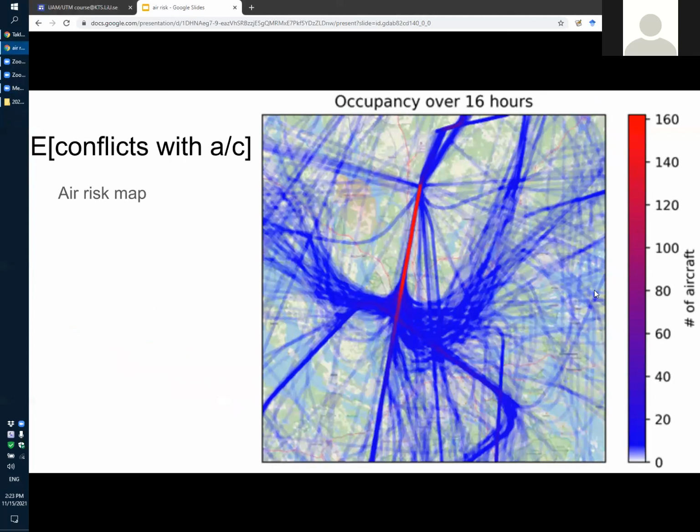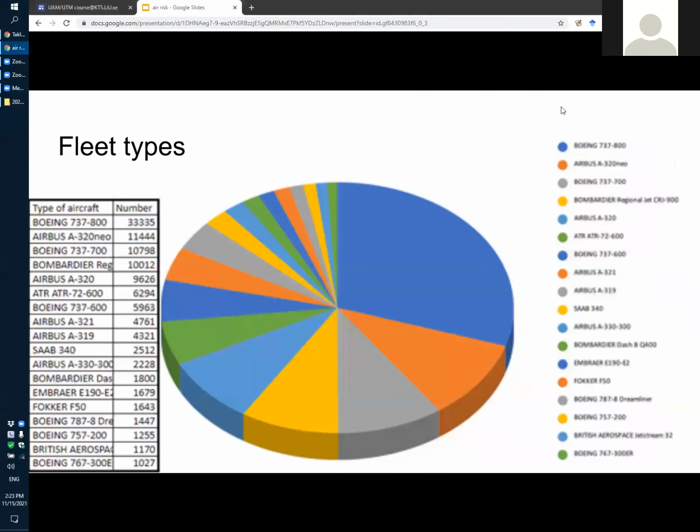And here is what we see from the data, something you may call the air risk map. Underneath there is Stockholm. You don't see it yet, but you will see it in other pictures where we will have fewer flights. These blue and red pixels are colored with different colors and show the expected number of conflicts with aircraft at different places. So over here, where there is no blue and no red, there are no conflicts. Where there is blue, there is a certain number of conflicts, and where there is red, we have much more. So that's the occupancy of pixels over time, over 16 hours.